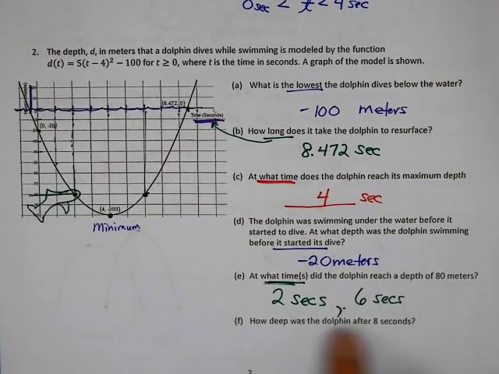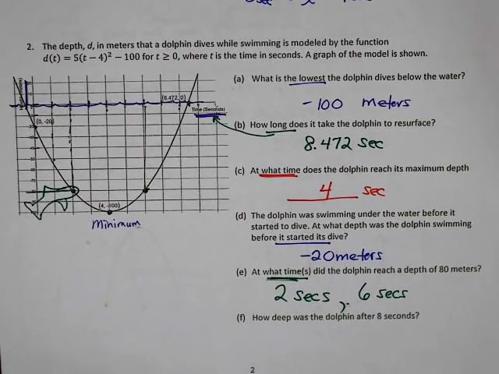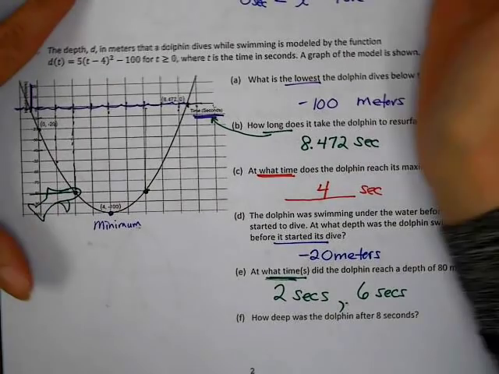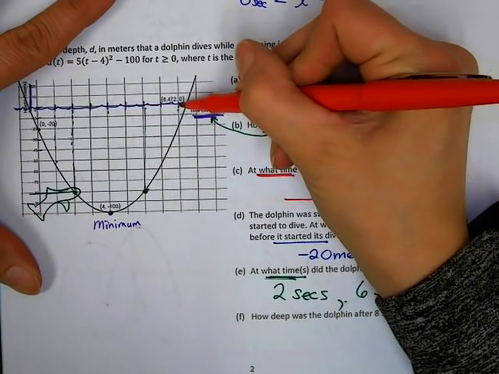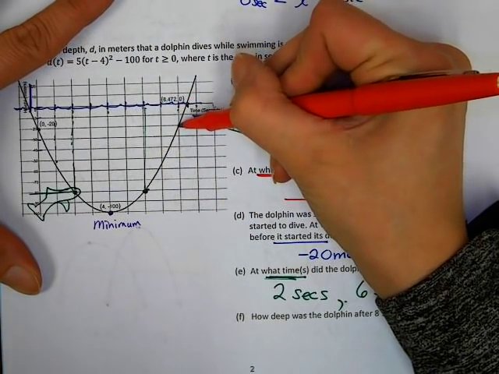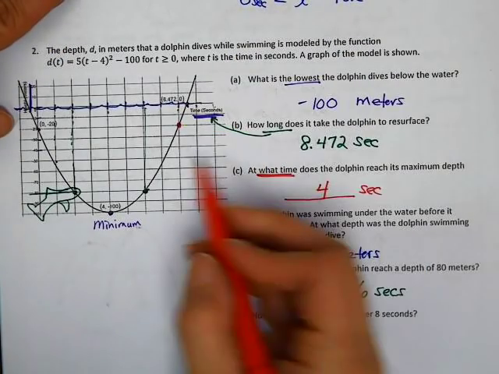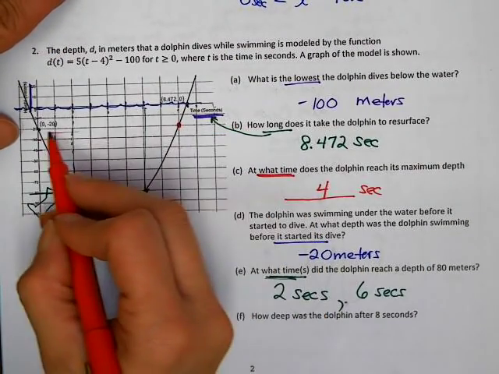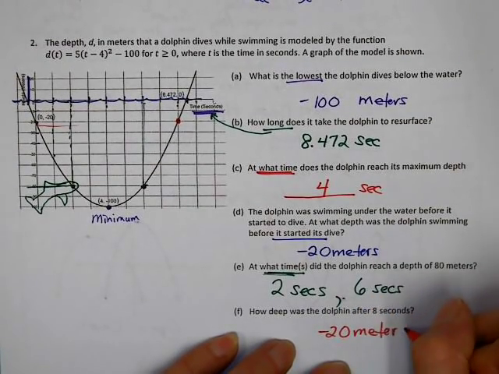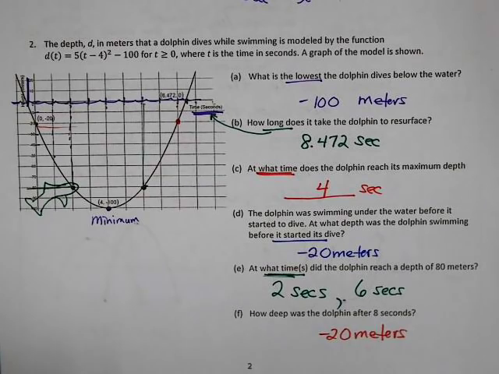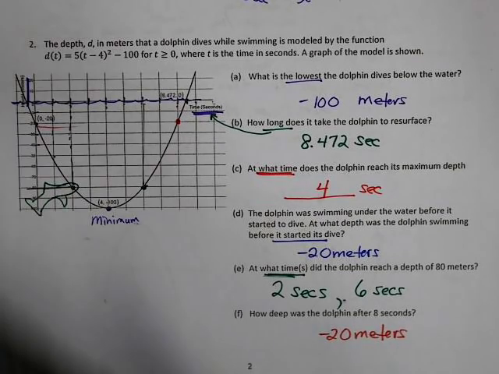How deep was the dolphin after 8 seconds? After 8 seconds. 1, 2, 3, 4, 5, 6, 7. After 8 seconds, where's the little dolphin? He's down here. How deep is that? Negative 20 meters. Okay, don't worry if you have some questions. We're definitely going to do this for a couple days and get a lot better at it. Thanks, guys.